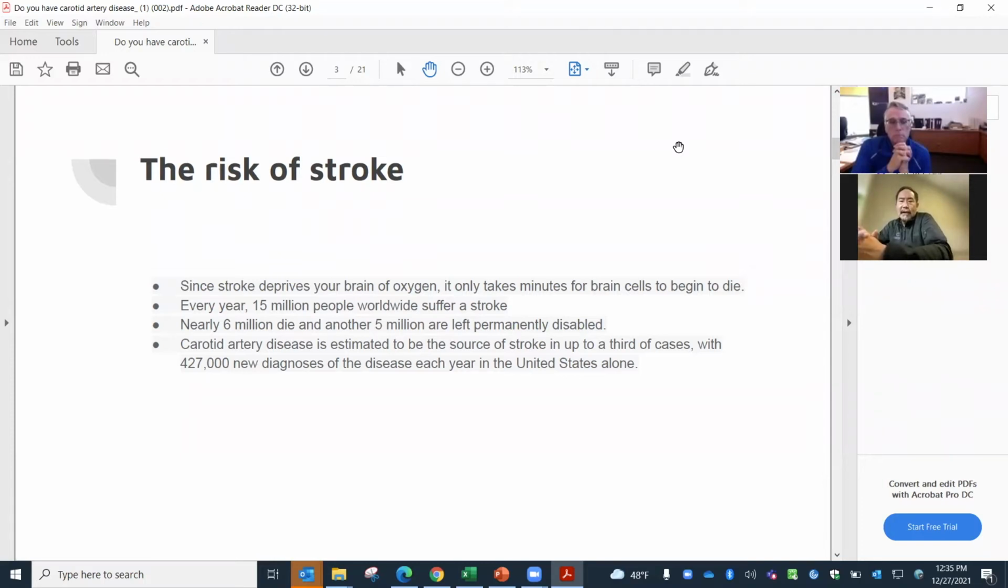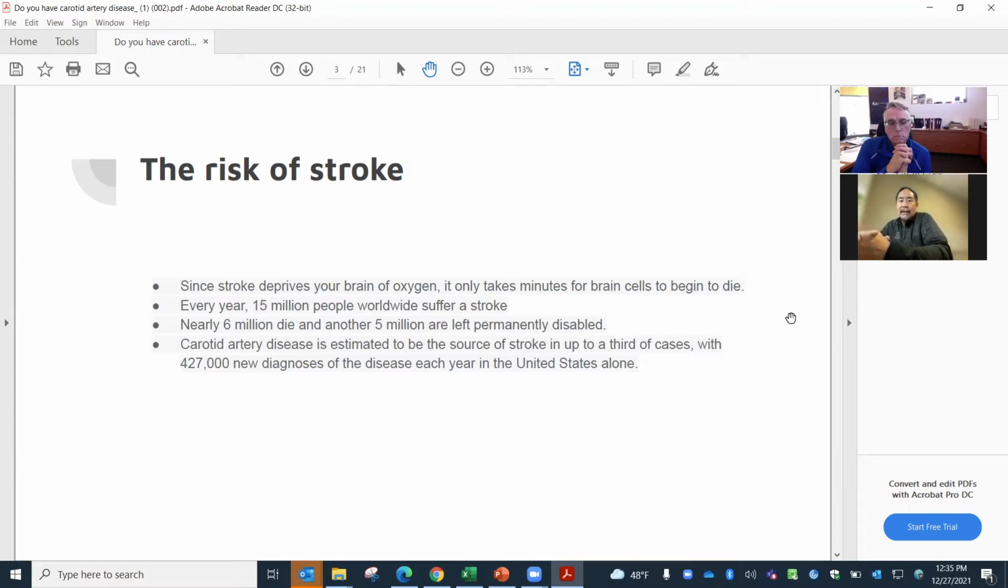So what is it that we're talking about here? We're talking about strokes and blocked arteries. And well, what is the problem with it? Well, there's a risk of stroke with these blocked arteries. And since stroke deprives your brain of the oxygen, like I described earlier, it only takes minutes for brain cells to begin to die. Brain cells are very sensitive to lack of oxygen, just like your heart muscle. I would say even more sensitive than your heart muscle.